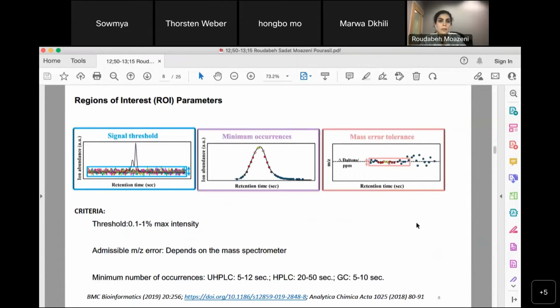For applying the ROI method, we considered 3 parameters. The first parameter was the signal threshold to diminish noisy mass channels. The other parameter was the minimum occurrence, which is the least number of times a chemical compound needs to be observed to be evaluated. The third parameter was mass tolerance, which depends on the accuracy of the mass spectrometer. Please go to the next slide.